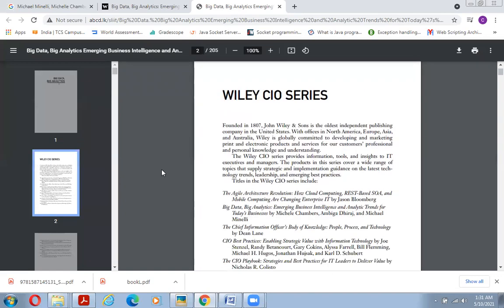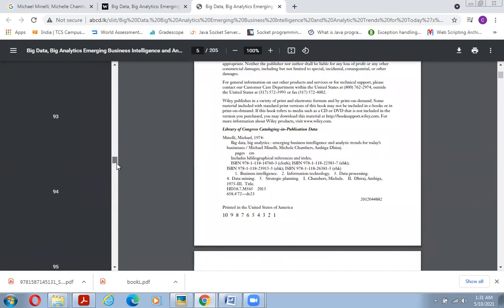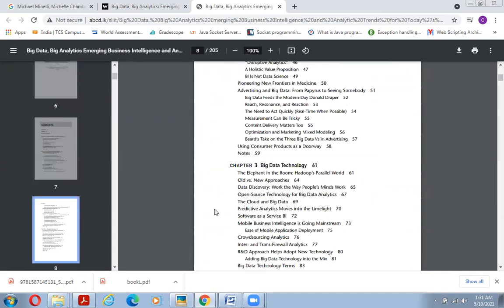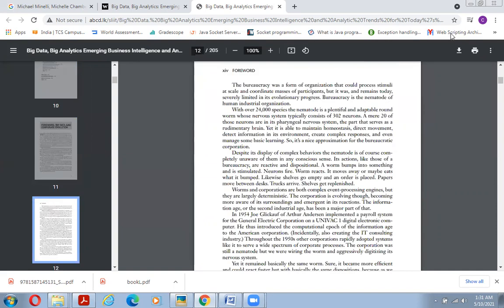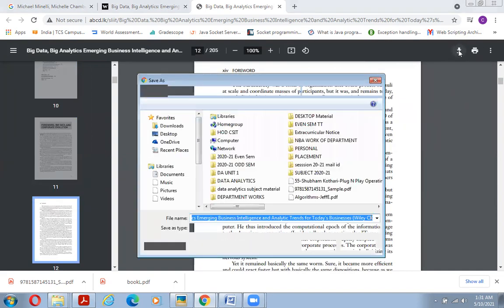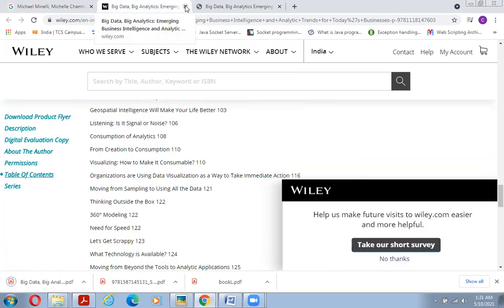Here on big data analysis, we got a book of 205 pages. How the big data technology is all about. What is business analytics? So there is a lot of reading in this field. We need to get through it.